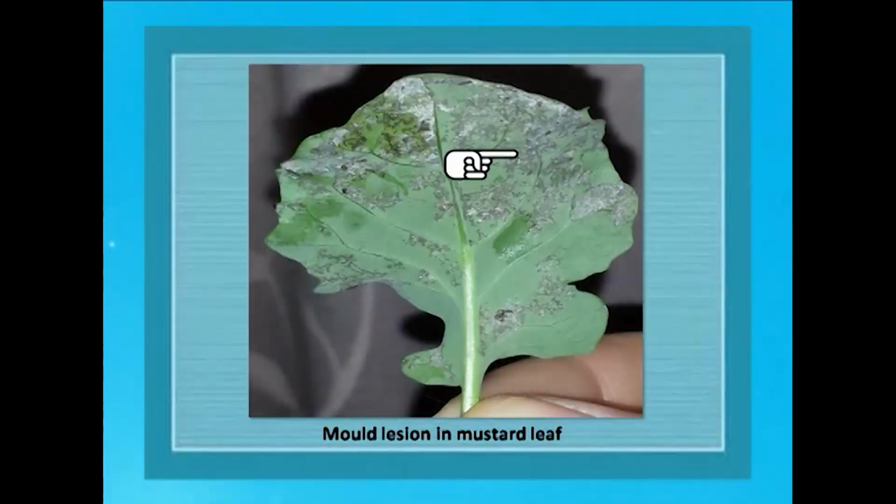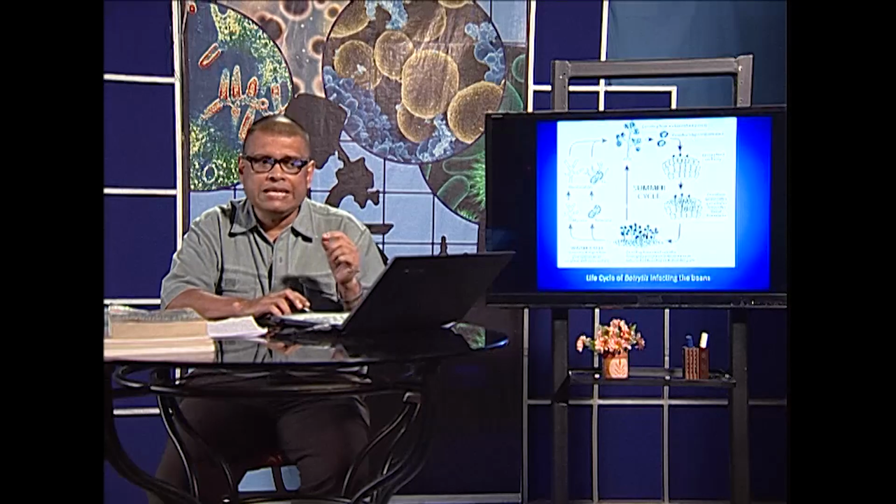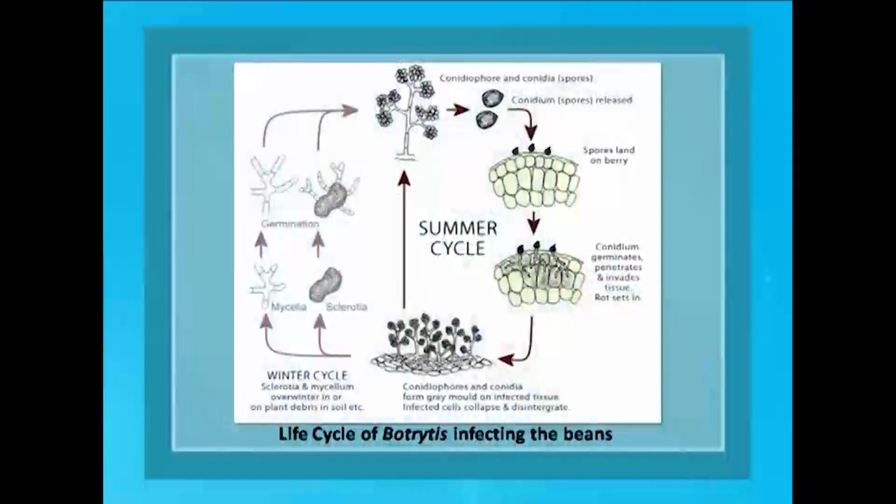Coming to the infection of molds. Normally the molds are invading the leaf surface. These are the colonies of molds on the mustard leaf. And sometimes these mold spores are transmitted through fruit fly or Drosophila. But once inside the epidermal surface, they will grow inside into the cortex and produce conidia.